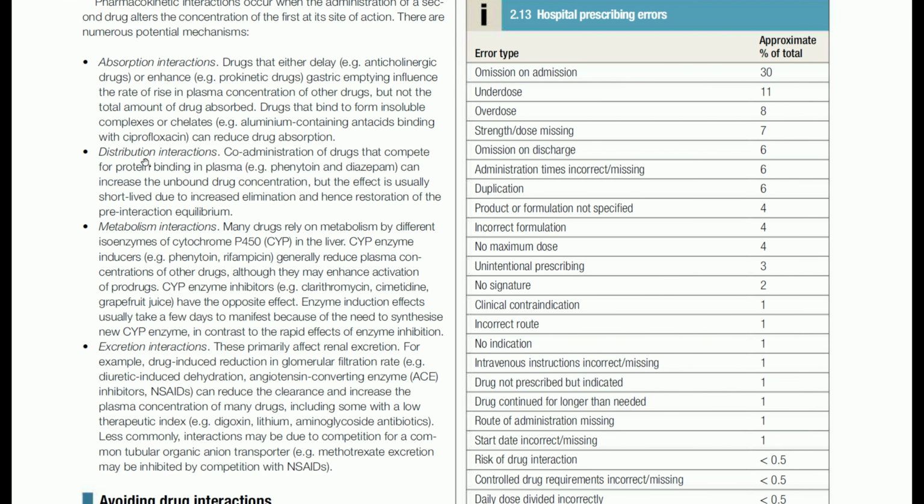Distribution interactions. Co-administration of drugs that compete for protein binding in plasma, for example phenytoin and diazepam, can increase the unbound drug concentration. But the effect is usually short-lived due to increased elimination and hence restoration of the pre-interaction equilibrium.